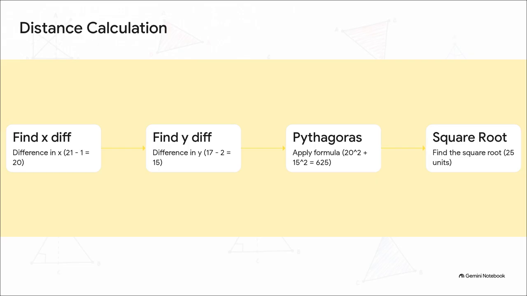Step 1, we find the horizontal distance, the difference in our x values. 21 minus 1 gives us a base of 20. Step 2, find the vertical distance, the difference in our y values. 17 minus 2 gives us a height of 15. Step 3, we apply Pythagoras' theorem, squaring both sides. 20 squared is 400, 15 squared is 225, and adding them up gets us 625. Finally, Step 4, take the square root of 625, which gives us a total distance of 25 units. See, you are quite literally just solving for the hypotenuse of a triangle.